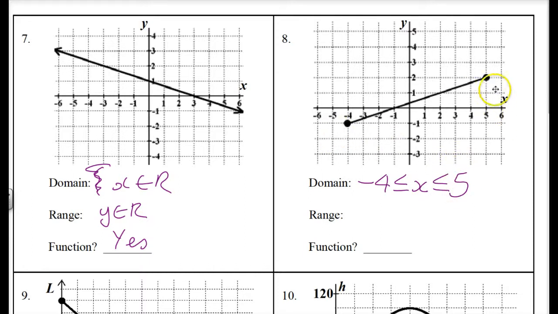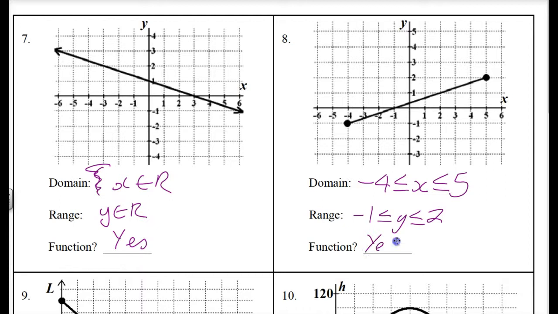So we have the x values between -4 and +5. Remember, low value, less than or equal to variable, less than or equal to high value. We never flip it around and write it the other way. Low value, -1, is less than or equal to variable y, which goes up to 2.